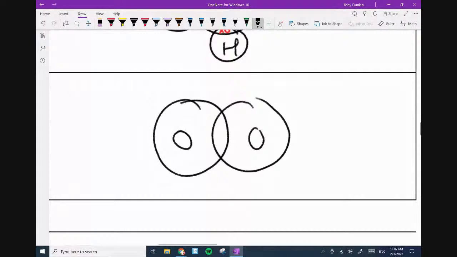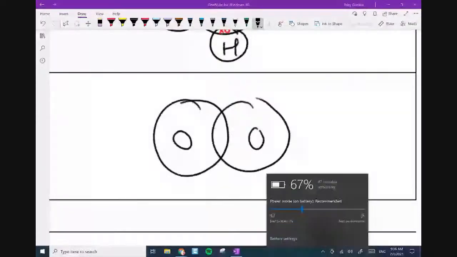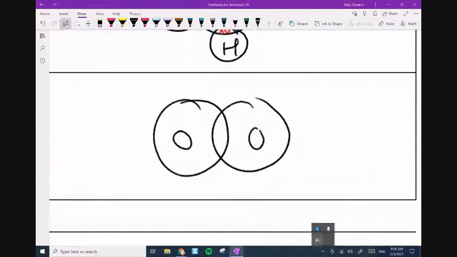My laptop is kind of struggling. It's not on charge. So if I put it on charge, I can then crank it up. There we go. Should be a bit better.